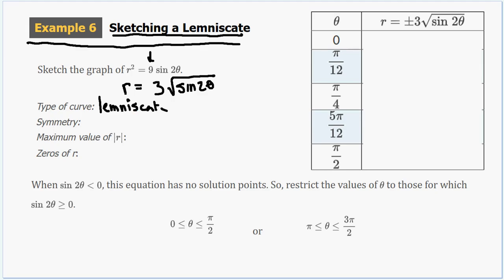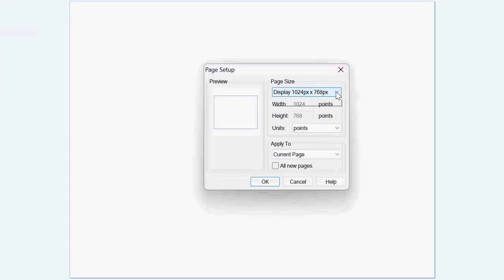Symmetry. Let's talk about the symmetry. Let me come back here. We will do our 3 tests. Let me make this slide a little wider. Okay, so the function is 9 sine 2 theta.